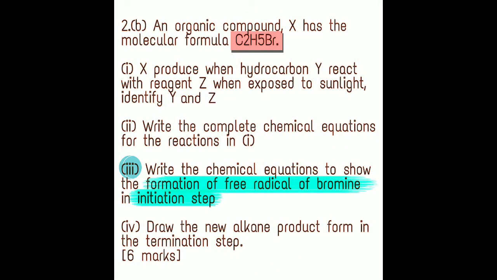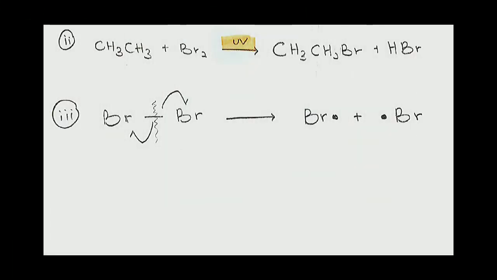Question B3. Write the chemical equation to show the formation of free radical of bromine in initiation step. We have learned the reaction mechanism of alkane. Initiation step is the first step to create the free radical halogen. Homolytic fission cleavage creates the free radical. When we write the mechanism, don't forget to draw the half-headed arrow. We use half-headed arrow to show one electron being moved to one bromine, another one electron also being moved to another bromine. So it will create two free radical bromine.